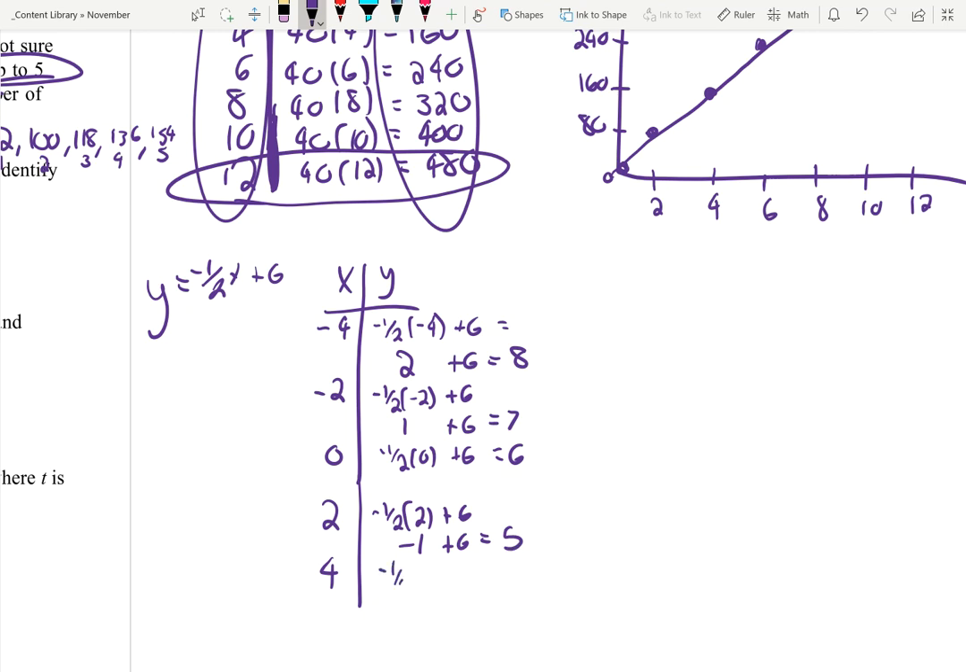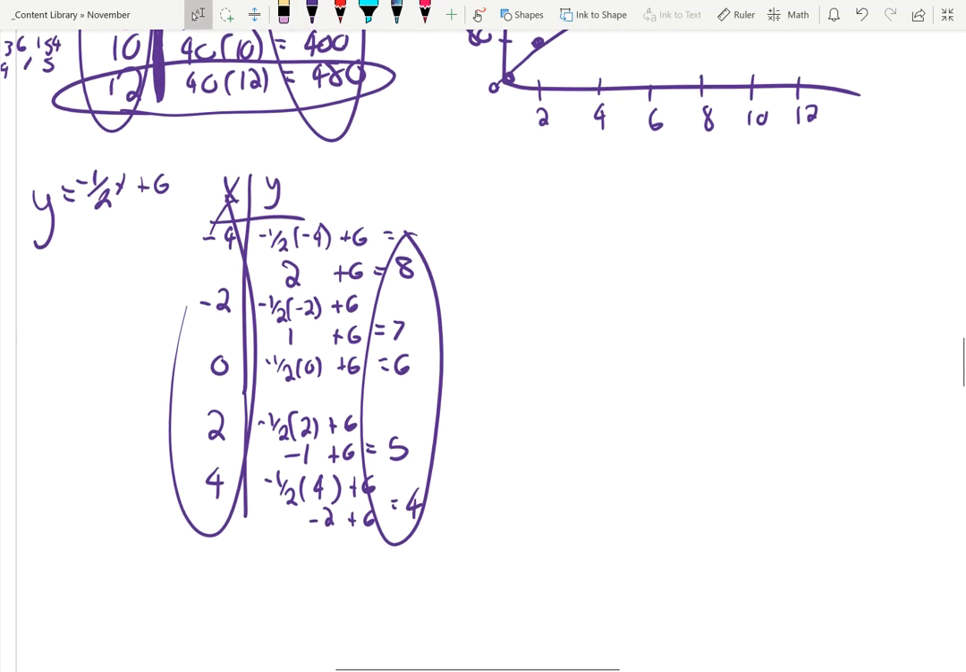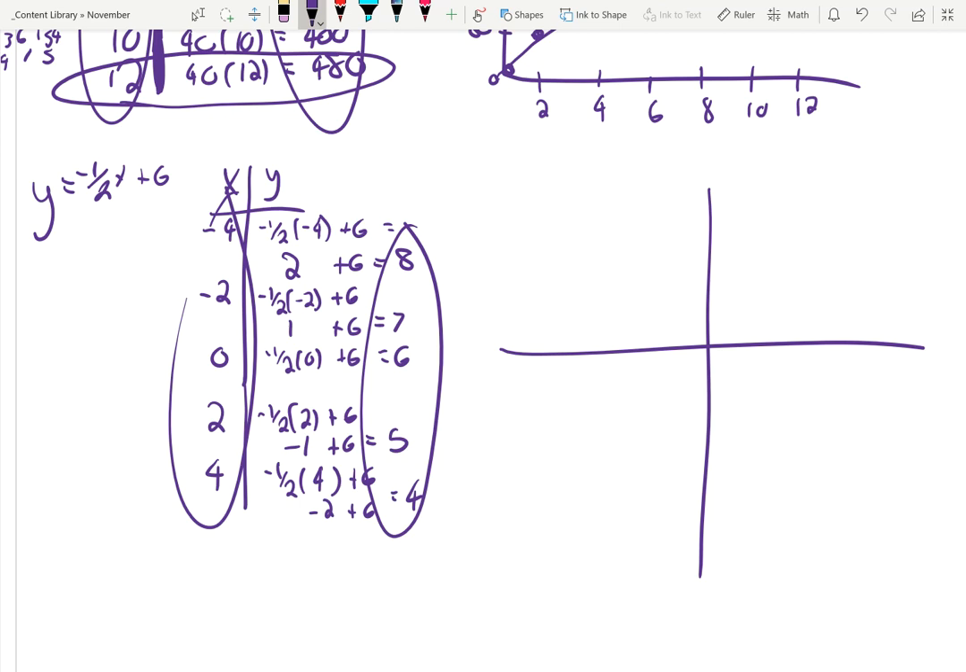And then lastly, negative 1/2 times 4 plus 6. So 2 goes into 4 twice, and then you times it by a negative, and so you have a negative 2 plus 6, which equals 4. So there's your x values. Here are your y values. Now we'll graph it.